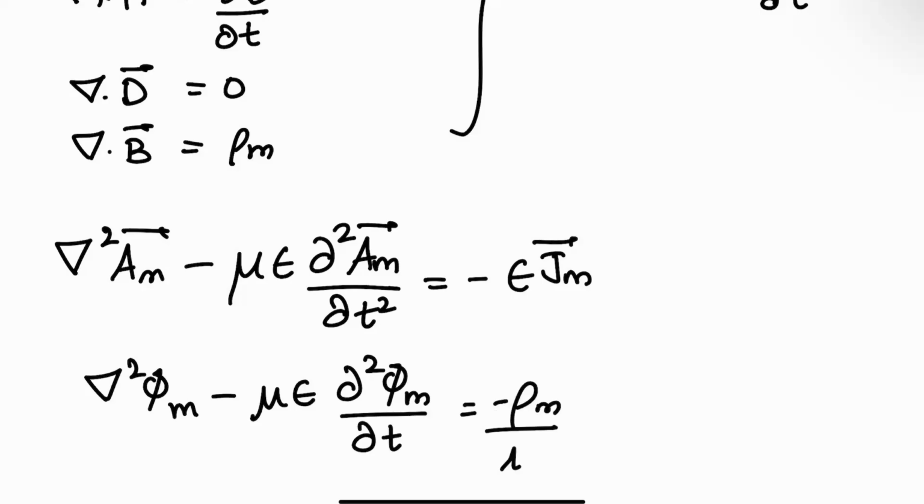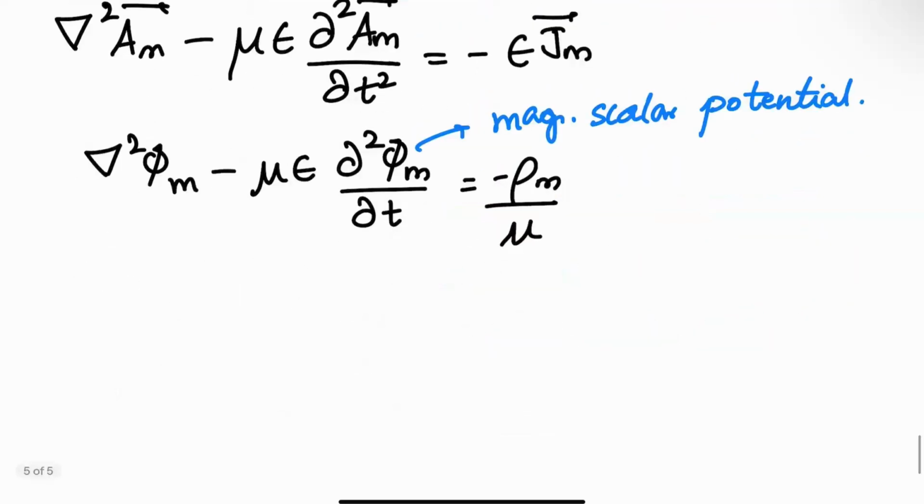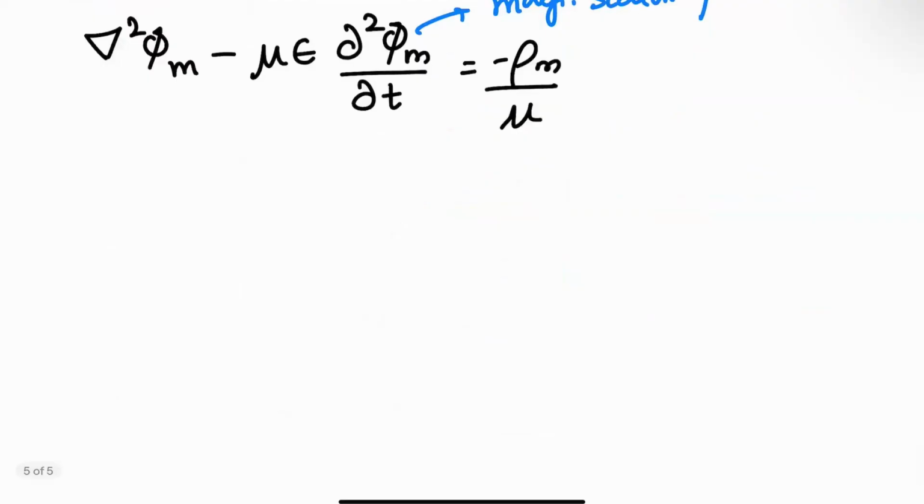Minus rho m over mu. Okay, where A_m is the electric vector potential, and phi_m is the magnetic scalar potential. And since we consider these sources separately, electric and magnetic sources separately, you can use superposition to get a general form where you have both, right?